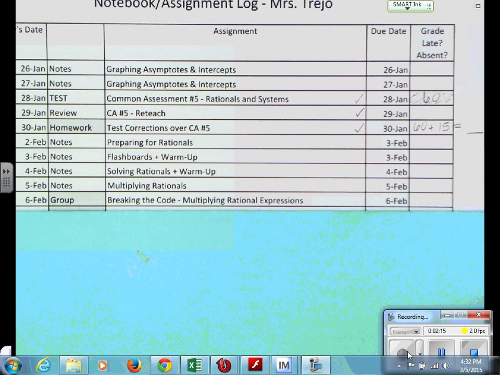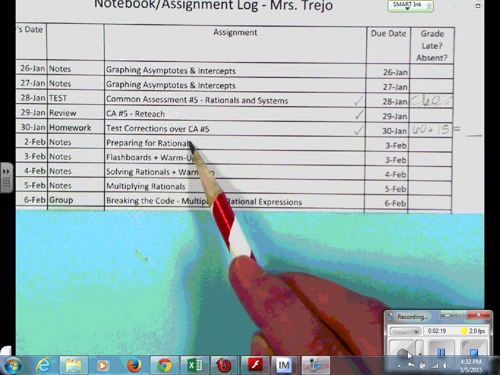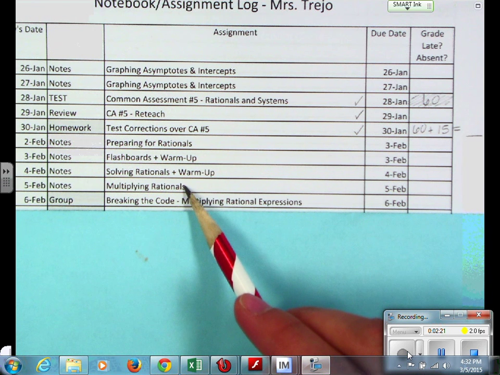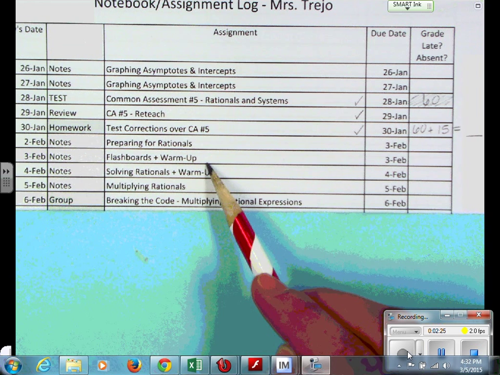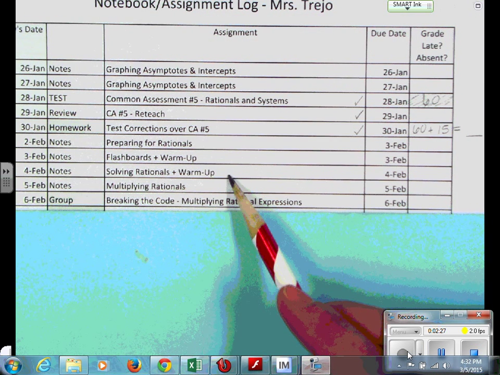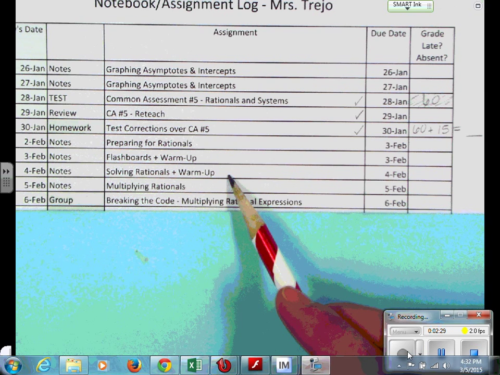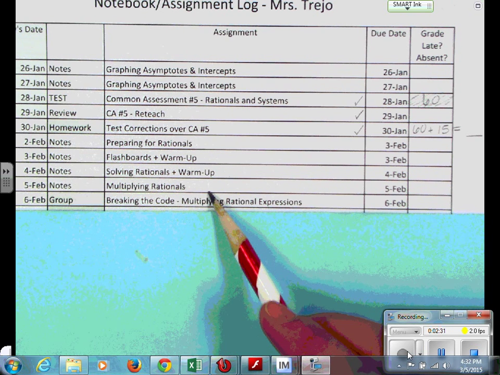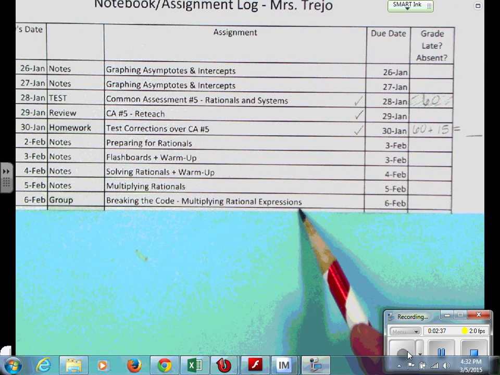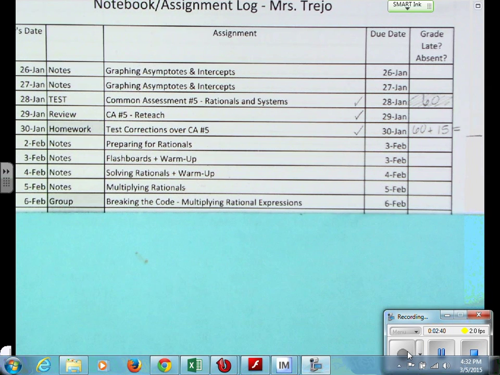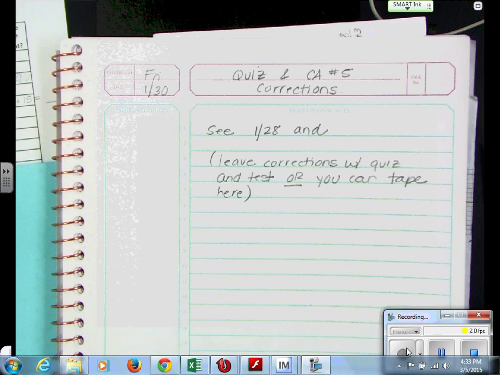Now we're going to look at the next week. The next week went over notes, 4 days of notes, over preparing for rationals. We did flashboards and a warm-up, and then we started practicing solving rationals with the warm-up, and then we started practicing how to multiply rationals. The first assignment that you had for that week as a grade was breaking the code, multiplying rational expressions, which was done together as a group.